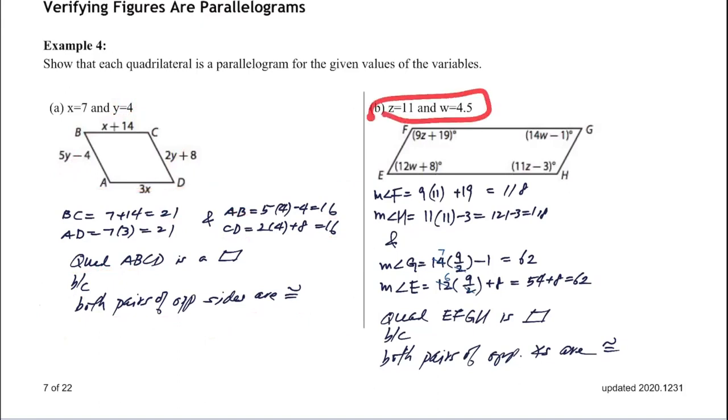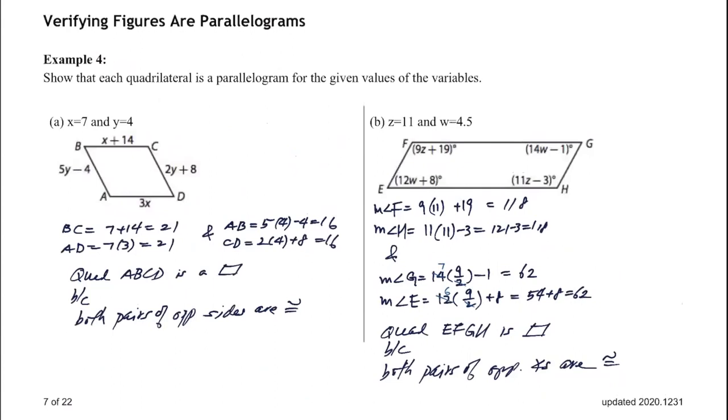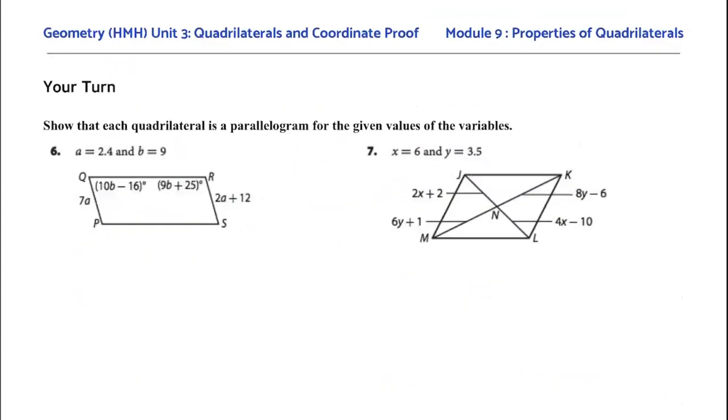Similarly, by plugging all the values in here, guys, I found that angle F is 118 and angle H is 118, right? So you've got to be careful with the arithmetic, guys. And then plugging in the other values, 4.5, I just put it as 9 over 2. I think it's easier for me to do it that way. And angles G and E are both 62 because of that. Well, we know that if both pairs of opposite angles are congruent, then the quadrilateral must be a parallelogram. All right, guys. Here's your turn.